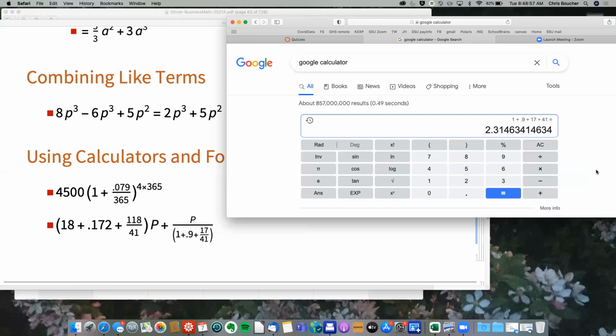Yes. So you're right. Mariana's observing that these are like terms. Same variable, p, same exponent, 1, right? If there's no exponent there, the exponent is 1. So I'm going to be able to combine them. That's good. I would take a little step though before I even did that.